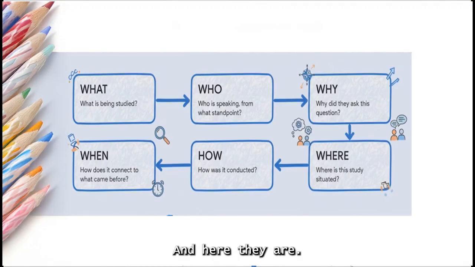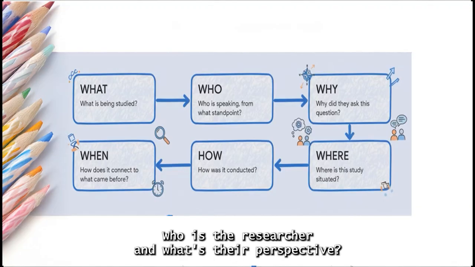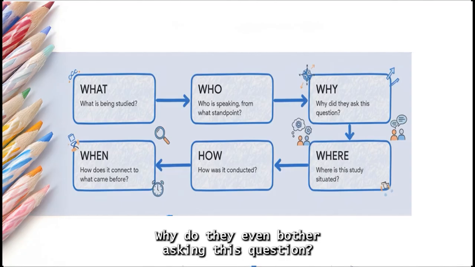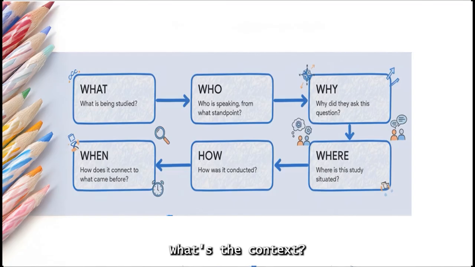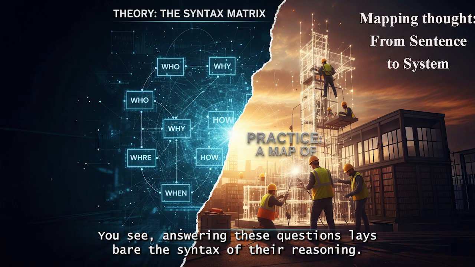And here they are. First, what is the topic? Simple enough. Who is the researcher, and what's their perspective? Why did they even bother asking this question? Where is this all taking place? What's the context? How did they do the work? And finally, when? How does this piece connect to everything that came before it? You see, answering these questions lays bare the syntax of their reasoning.